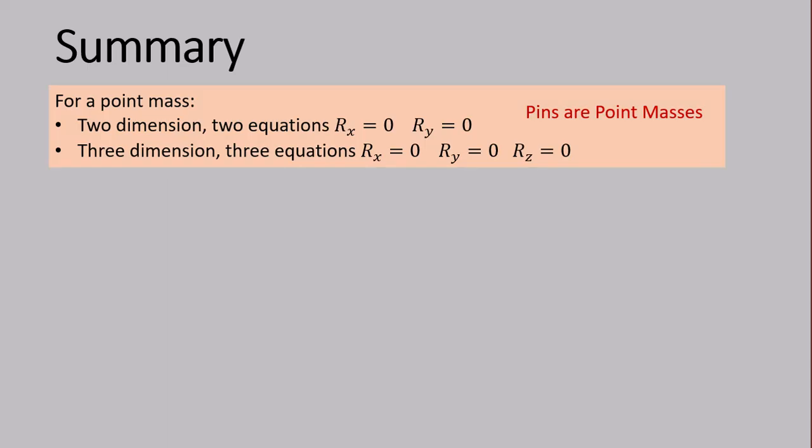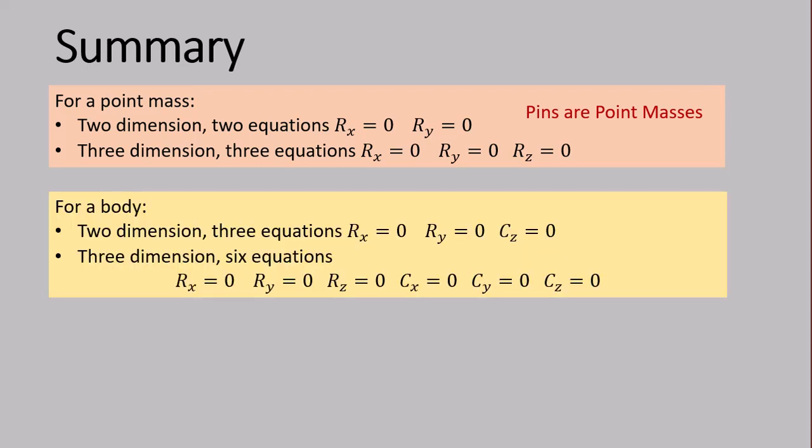So to summarize, for a point mass, 2 equations or 3 equations in 2 and 3 dimensions. And remember that the pins are point masses. And for a body, in 2 dimensions, 3 equations, and in 3 dimensions, 6 equations.